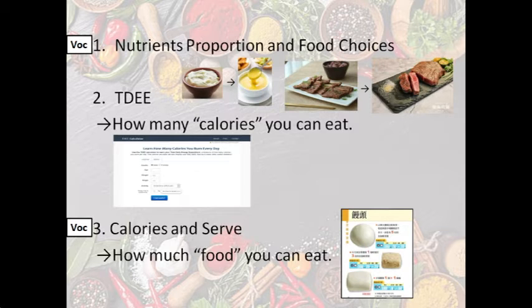In the third part, I will introduce the relationship between calories and serve. So in this part, you will know how to add up all the food to meet your calorie goals. For example, how many pieces of steak and how much rice and fruit you will have to eat to meet 2,000 calories. And in this part, I will also use the food dictionary as the teaching material. By the way, during the class, I will also teach vocabulary of different food and quantifiers of serve.